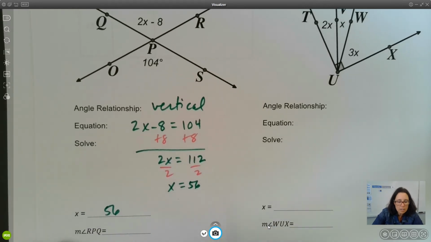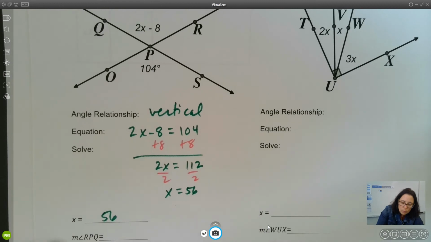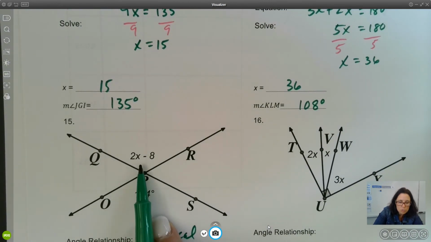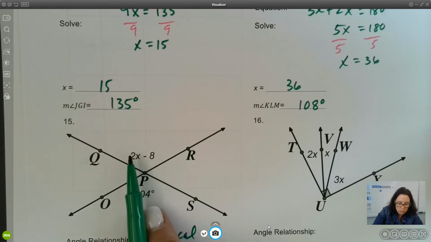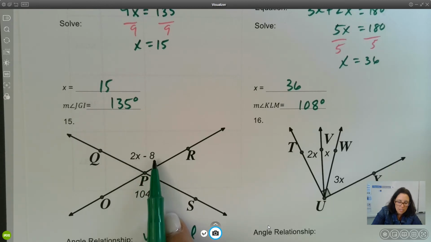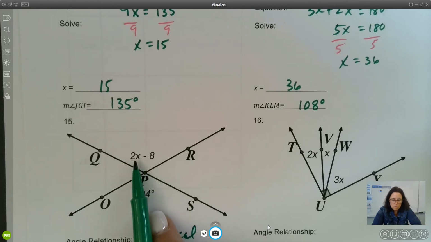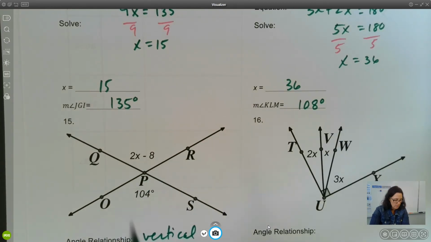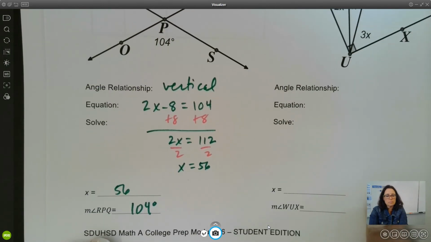Okay, and then we have to tuck in the 56 to find the measure of angle RPQ. RPQ is 2x minus 8. So we're going to do 2 times 56 and take off 8. Okay, so 2 times 56 is 112. Take off 8. I'm getting 104 degrees.